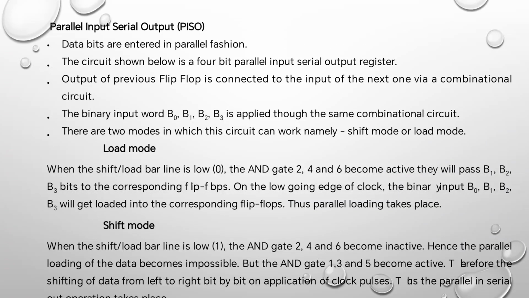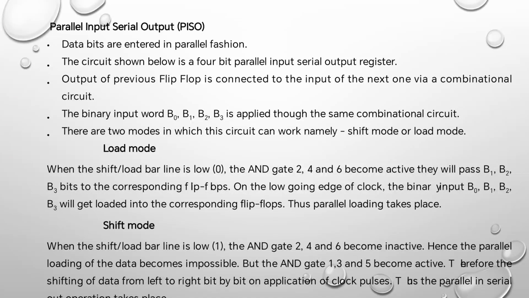Parallel input, serial output. Data bits are entered in parallel fashion. The circuit shown below is a 4-bit parallel input, serial output register. Output of the previous flip-flop is connected to the input of the next one via the combinational circuit. The binary input word B0, B1, B2, B3 is applied through the same combinational circuit.